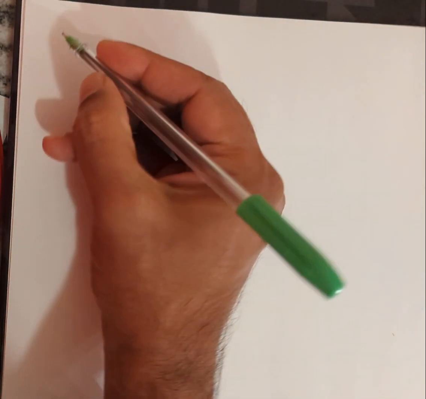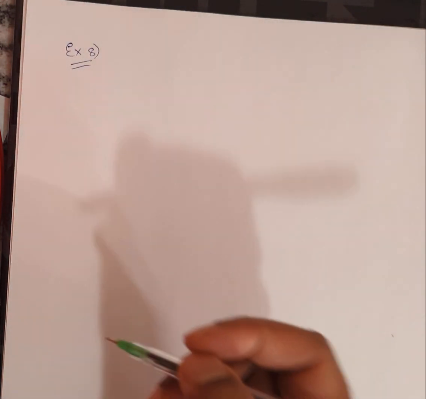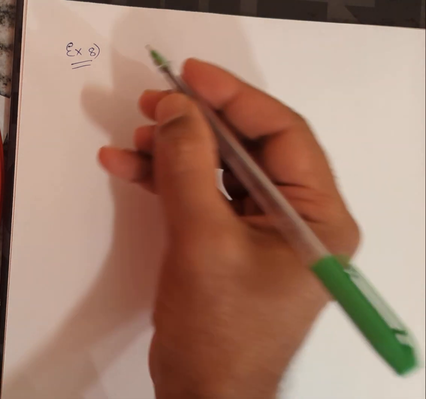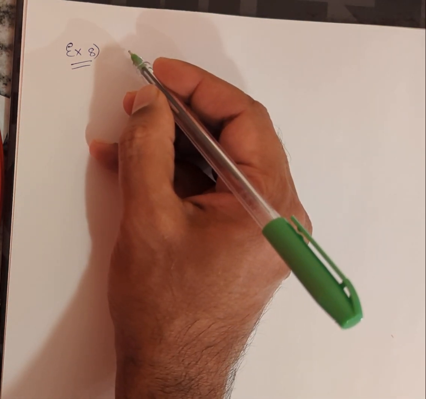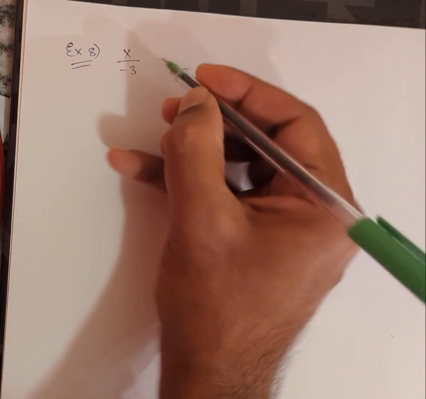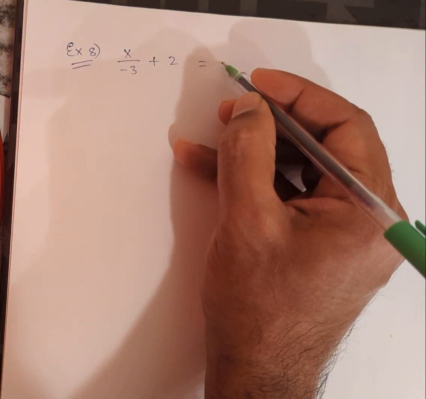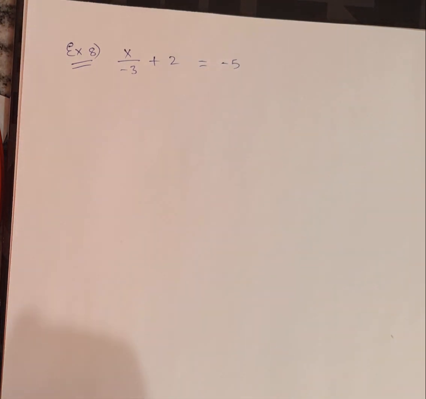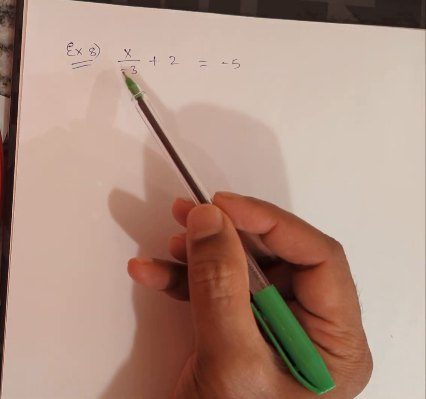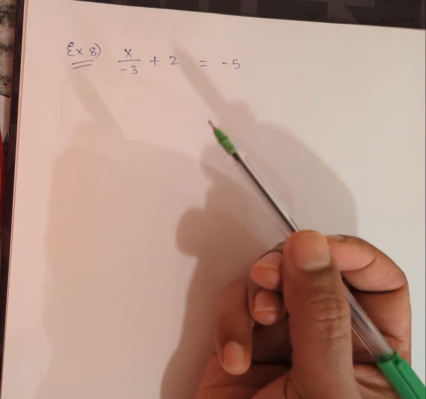Let's do one more example, because two-step equations require twice the amount of work. Let's do one more example where you may have division. So say x over negative 3 plus 2 is equal to negative 5. All right, again, this time we have two terms, x over negative 3 and 2, separated by a plus sign.